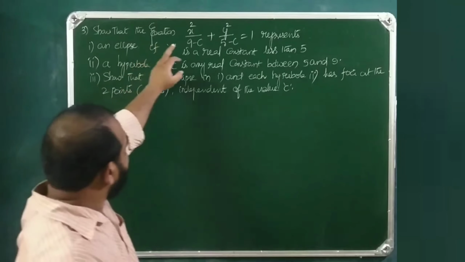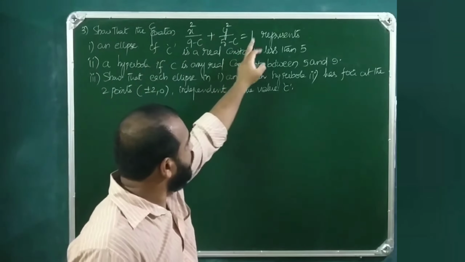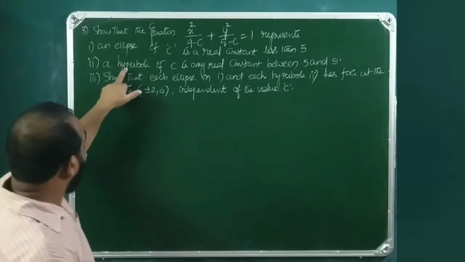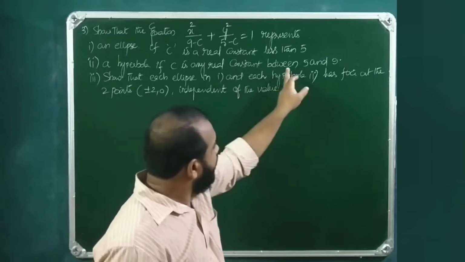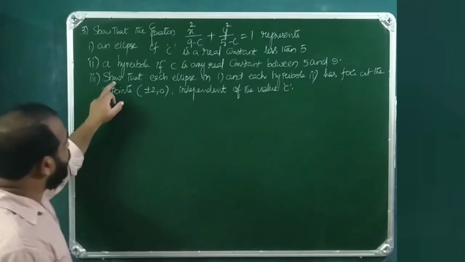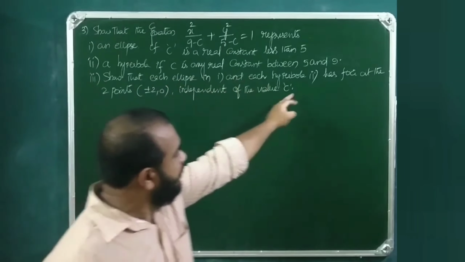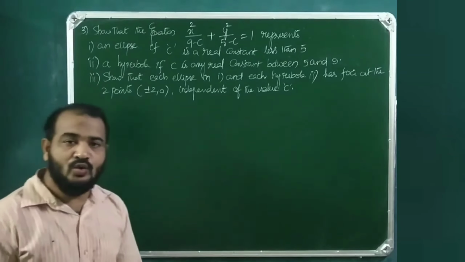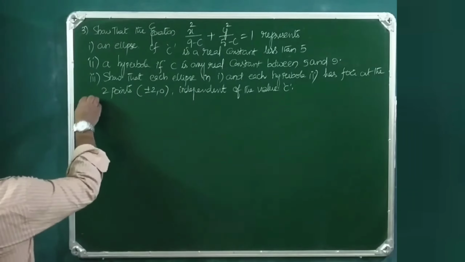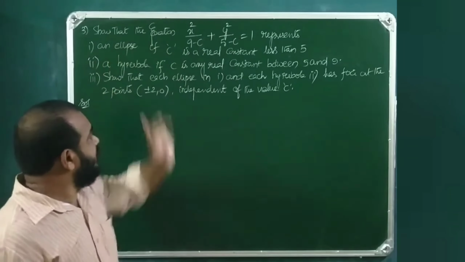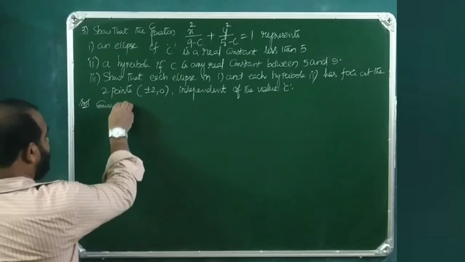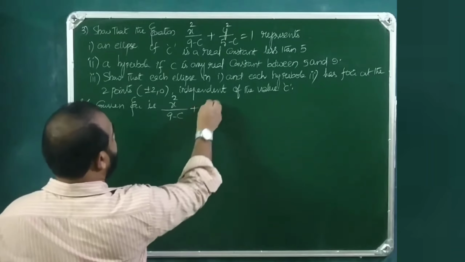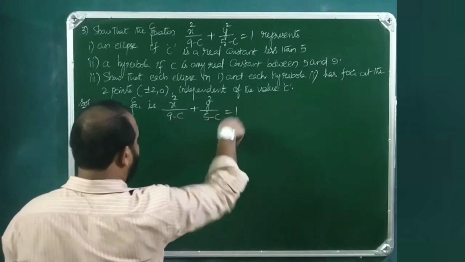Show that the equation x square by 9 minus c plus y square by 5 minus c equals 1 represents an ellipse if c is a real constant less than 5, and a hyperbola if c is between 5 and 9. Show that each ellipse in 1 and each hyperbola in 2 has foci at the two points plus or minus 2, 0, independent of the value of c. So the given equation is x square by 9 minus c plus y square by 5 minus c equals 1.